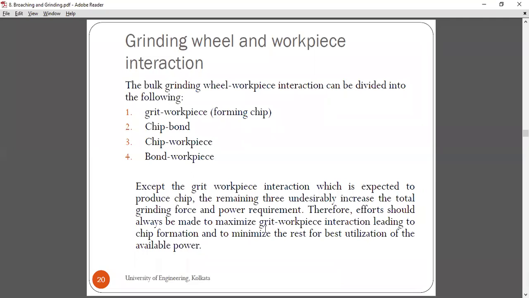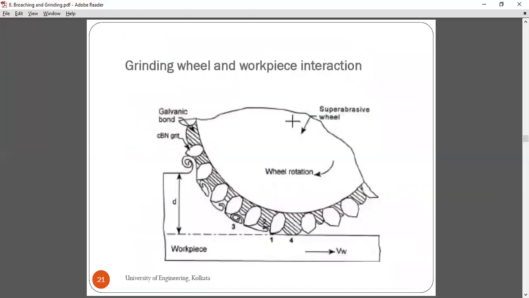That means, as you can understand from this, that the arrangement or the concentration of the grits on the bond should be much higher, so that the grit comes in contact with the workpiece and chip formation takes place and facilitates the material removal. Okay, so let us see how this grinding wheel and workpiece interact with each other.